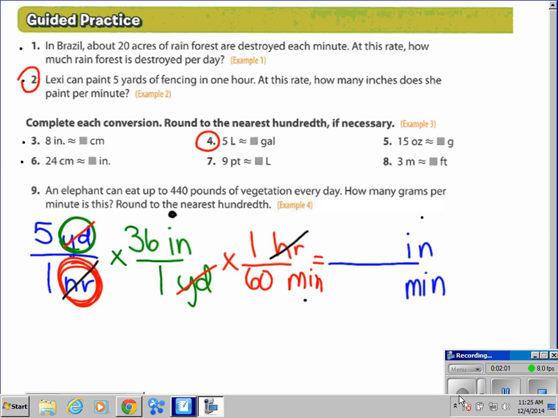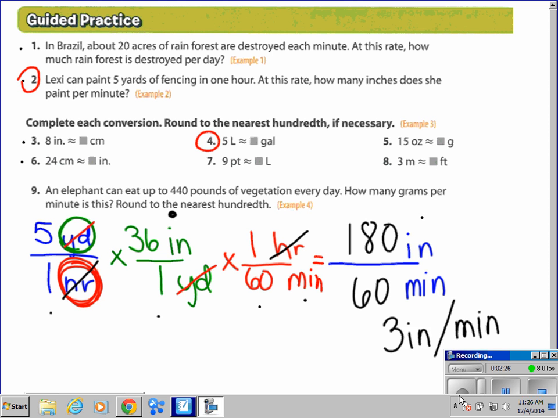So you would end up taking 5 times the 36 times the 1 to get 180 inches, and then the 1 times 60 to get 60 minutes. And then as a unit rate, you would want to know how many inches per 1 minute, and what would you end up with? Yep. Inches per minute. All right. The next one.